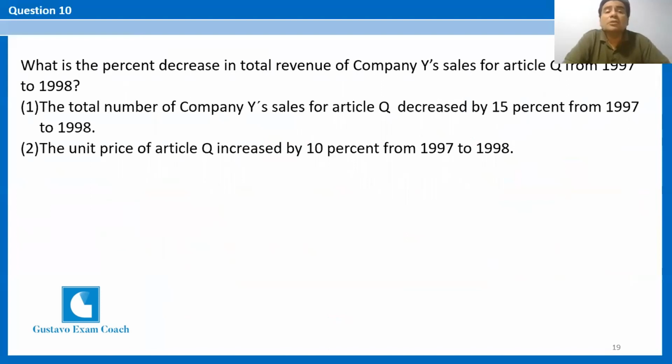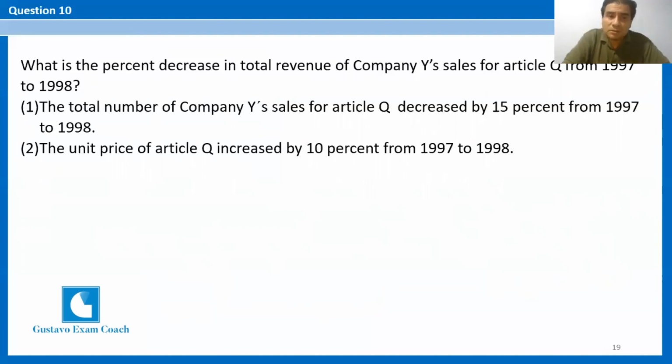What's the percent decrease in total revenue of company Y's sales for article Q from 1997 to 1998? Very similar to the one we saw a few problems ago. Now, what is the total revenue here? It says the total number of company Y sales for article Q decreased by 15% from 1997 to 1998. The unit price of article Q increased by 10% from 1997 to 1998.